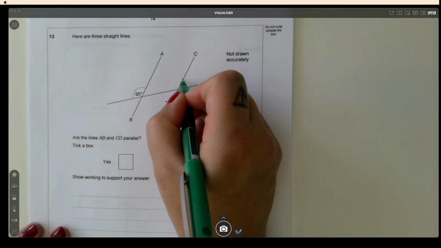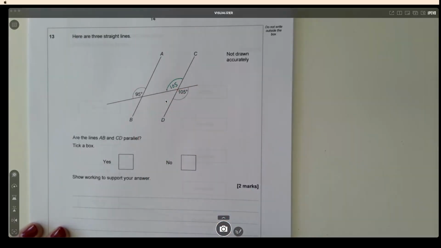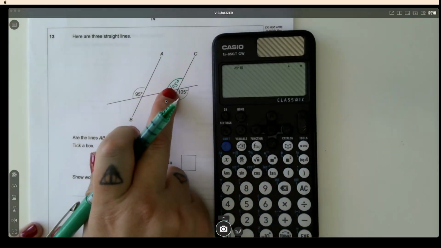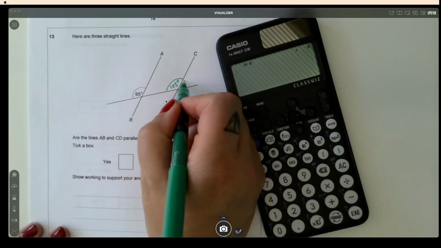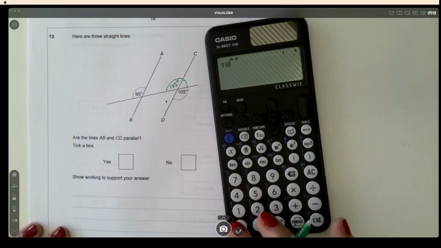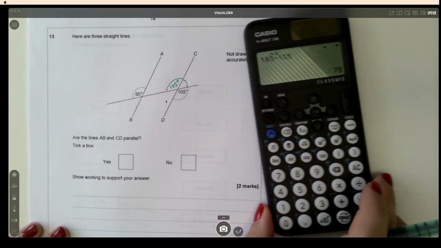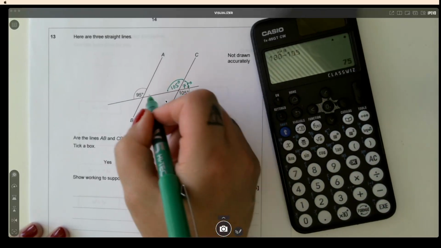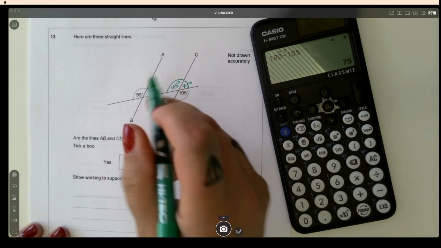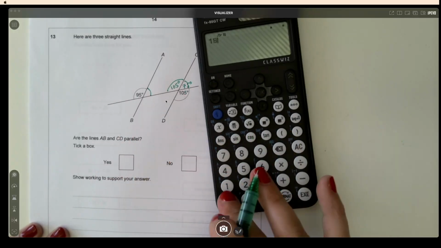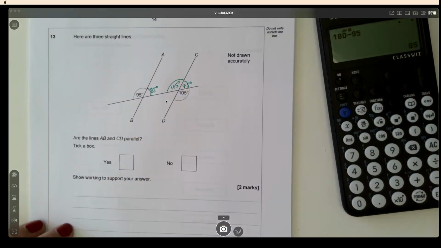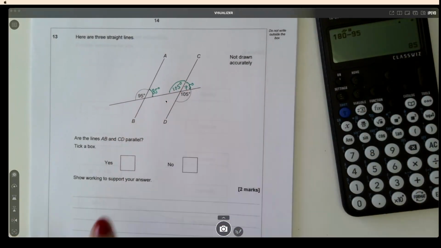So the first angle I'm going to complete is this one. Vertically opposite angles are equal, so this angle must be 105. If this angle is 105, then I can find this one by subtracting 105 from 180 because they're on a straight line. So 180 subtract 105 is 75. I can also find this angle using the same rule. These two angles are joined on a straight line, so they must add to 180. So 180 subtract 95 is 85. Now I'm going to stop there because I've got two angles that I can compare.